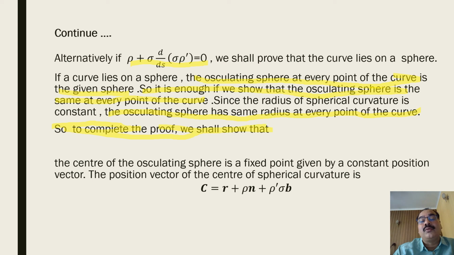Now what do we have to prove? The center of the osculating sphere is a fixed point given by a constant position vector, and the position vector of the center of spherical curvature is c equals r plus rho n plus rho dash sigma b.